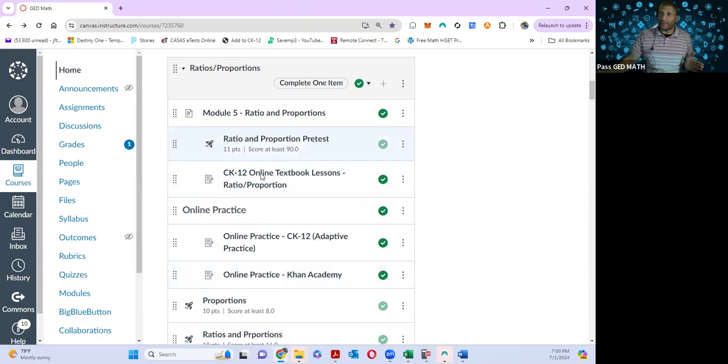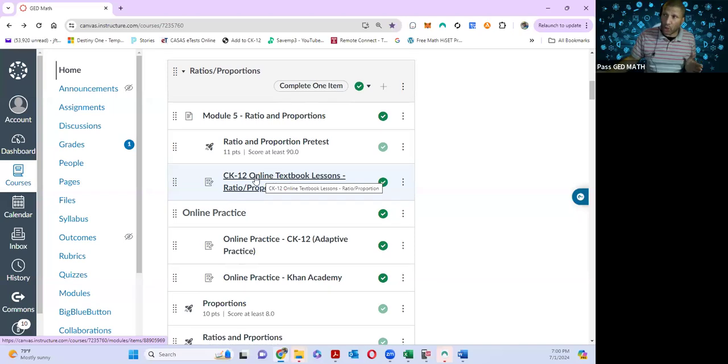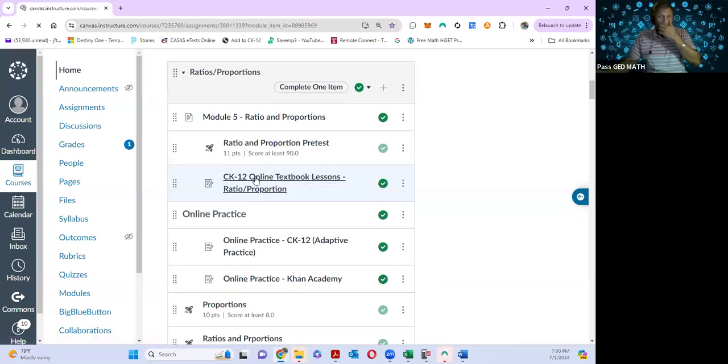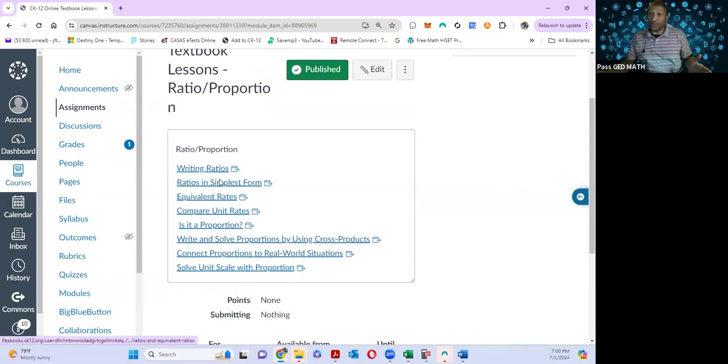So right here, I have an online textbook lesson. You can go into that lesson. It covers writing ratios, simplest form, equivalent rates, comparing unit rates, writing and solving proportions, connecting proportions to real world situations, and solving unit scale. What I tried to do is put in here the types of proportions you may see on the GED. So you've got scale problems, real world problems, and unit rates.